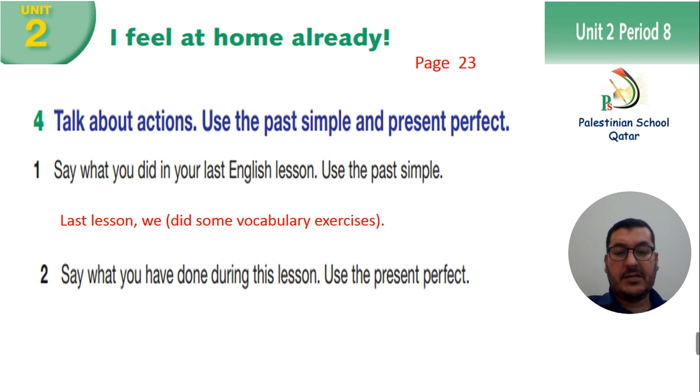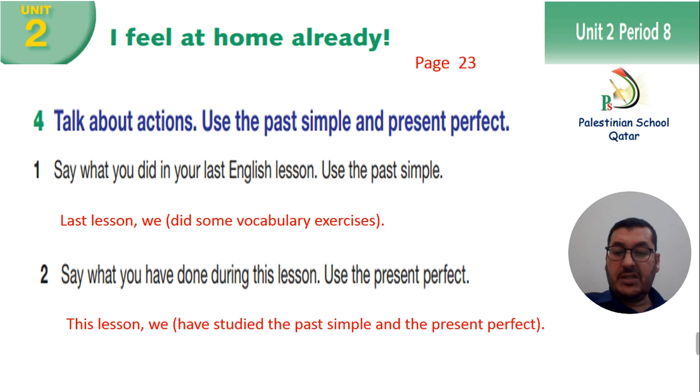Number 2, say what you have done during this lesson. Use present perfect. During this lesson, we have taken past simple. What are the key words for past simple? We have not finished the lesson. For this reason, I can say we have taken, because I have finished explaining past simple. So when I speak about it, I can say I have taken, or I have given past simple. This lesson we have studied the past simple and the present perfect.